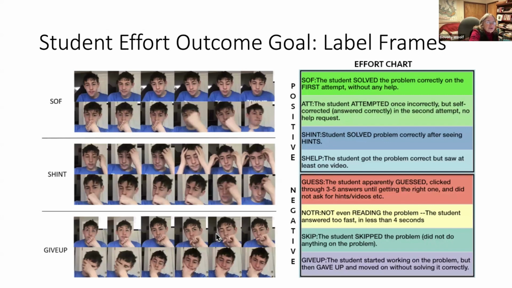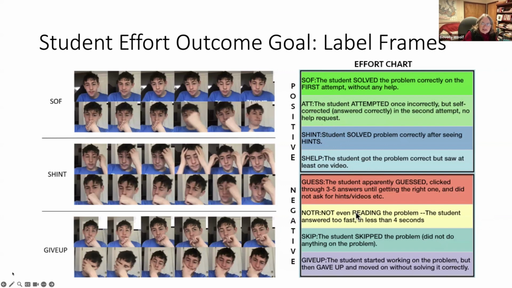So we have all these recordings on the left, and we have the video. And then on the right, we've explained what the efforts are. SOF, as I said, was solved on first. ATT, he attempted, but then he self-corrected. SHINT, he asked for a hint. He asked for help down here. He guessed. Okay, then these are the positive, of course.